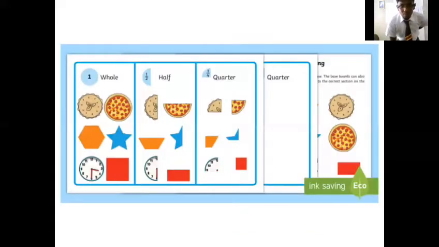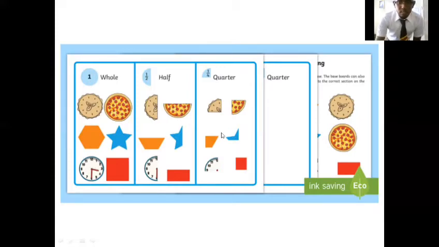Here we have some more shapes showing whole. Everybody loves pizza, right? Yes, we all love pizza. So we have pizza, pie, hexagon, star, the clock, and the square. And here you have them divided into halves. Dividing them into halves, see, equally. Then you have them divided into quarters, a smaller part than the half.